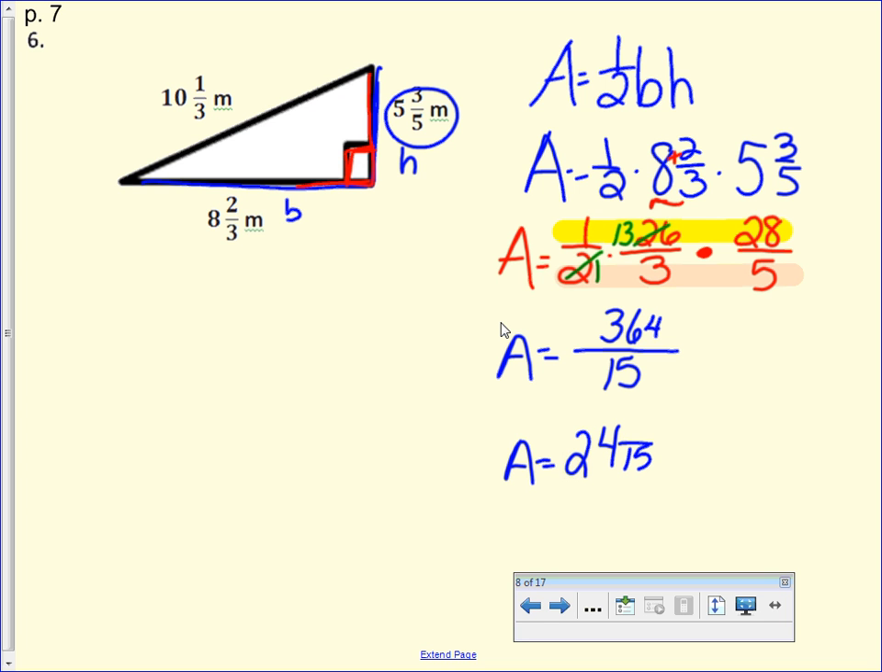24. But I need to know how many would be left over. So what I could do is, what's 15 times 24? 360. So 24 times 15 is 360. So how many would be left over? 4. And then I always have to label it meters squared.